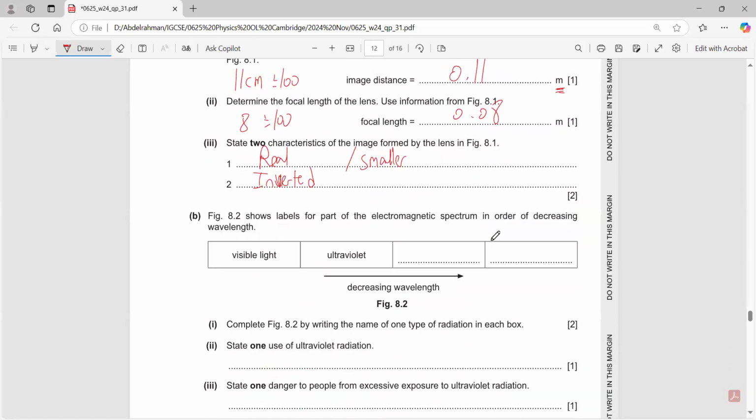We have visible light, ultraviolet, and then two other waves in order of decreasing wavelength. Visible light has the greatest wavelength of these waves, and then ultraviolet has a shorter wavelength. After ultraviolet, we write down X rays and then gamma rays. Okay, good.